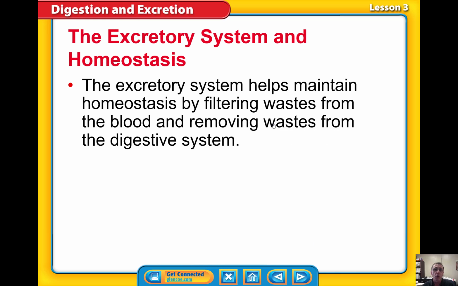Excretory system and homeostasis. There's that word we've been hearing over and over again, and that's again the body's effort to keep itself in a steady state where it's healthy and everything's working like it's supposed to. The excretory system helps maintain homeostasis by filtering waste from the blood and removing waste from the digestive system. So that's the excretory system, not just the urinary tract.